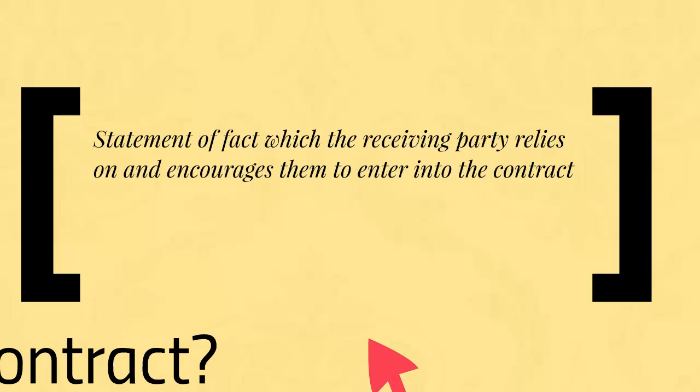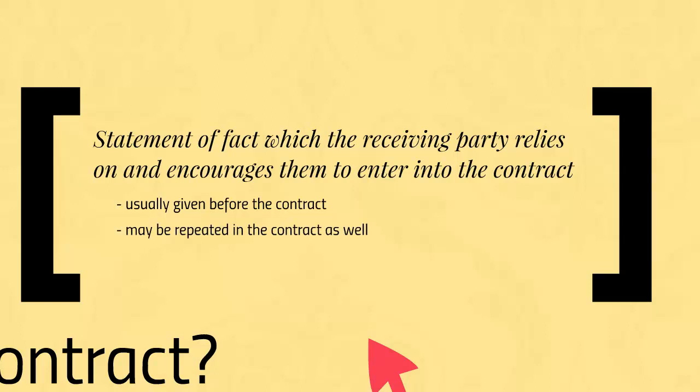Well, I put a definition of sorts on screen for you, and of course it reads, a statement of fact which the receiving party relies on and which encourages them to enter into the contract. Now here we'd find that the representation is normally given before the contract. Well, that makes sense, doesn't it? Because it's a statement of fact encouraging someone to enter into a contract, so you'd expect it to come before. But it can also be repeated in the contract itself.